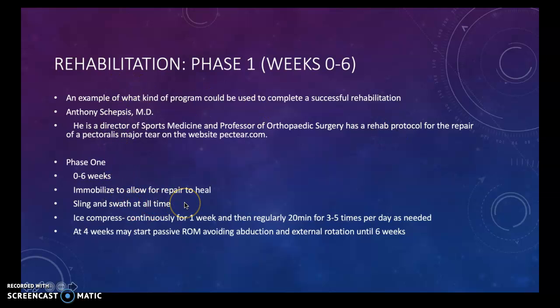You have to immobilize to allow for the repair to heal. You have to have a sling and a swathe at all times. You must ice compress continuously for 1 week and then regularly, 20 minutes, 3 to 5 times per day as needed. At 4 weeks, you may start to get some movement, where you need to avoid abduction and external rotation until the 6th week.